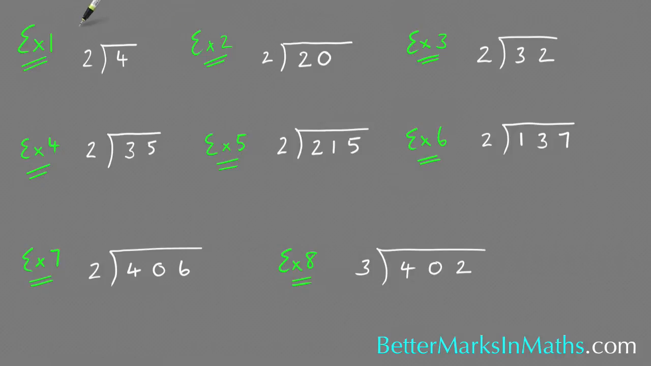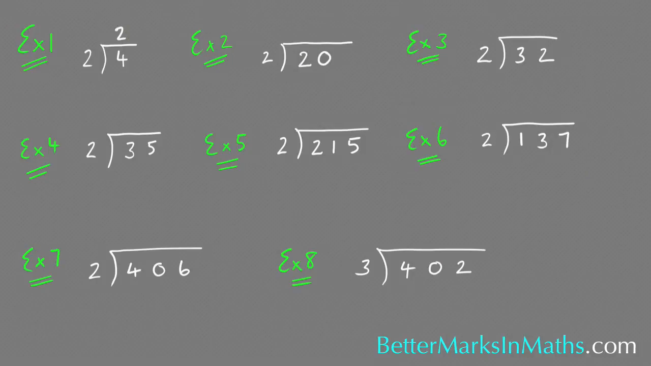So in example 1, this is a division sum and it's 4 divided by 2, or how many 2's in 4, and that's the easiest way to work these out. How many of whatever this number is in this number. So how many 2's are there in 4? And the answer is 2.